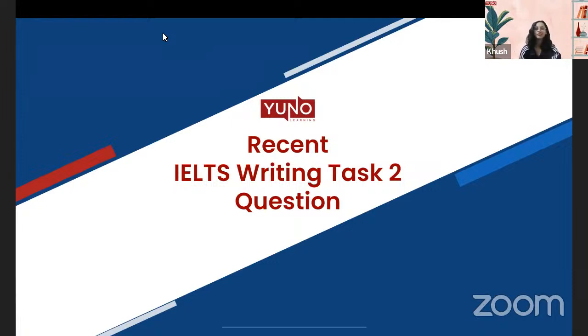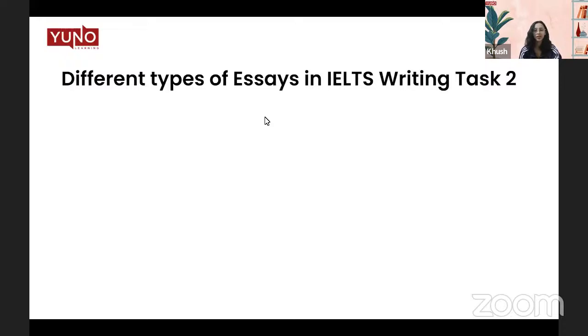So today we're going to review another recent IELTS Writing Task 2 question. We're going to look at the criteria assessments that the examiner looks for and how you are going to fulfill those criteria by incorporating those basic things in your essay. So let's go ahead and have a look at the different types of essays in your IELTS Writing Task 2. Let's see what the kinds of essays are that you get, right?